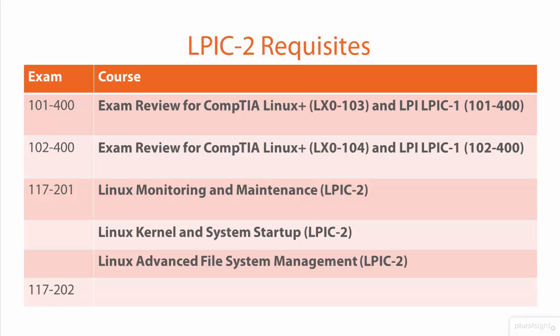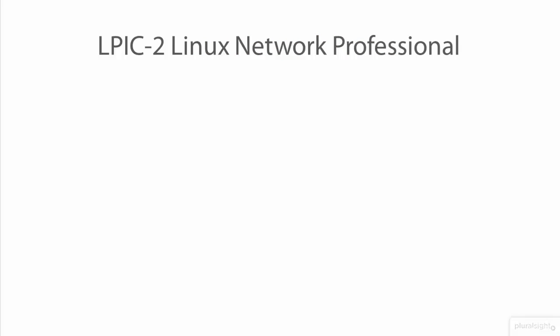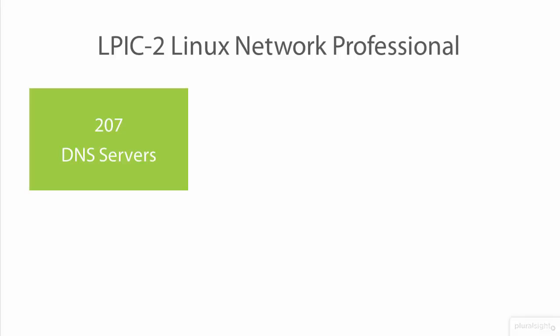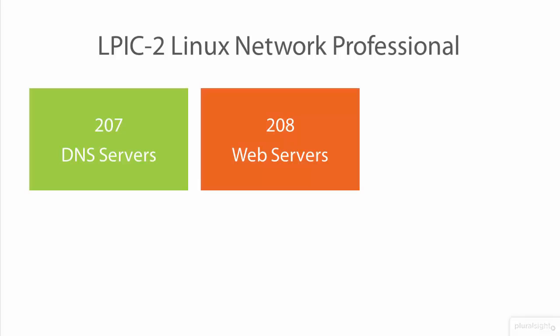We're now making a start on the second exam, 202, and we'll look in more detail at what we're going to cover within this exam. So the LPIC Level 2 is your Linux Network Professional certification. And for the second exam, we've got 6 objectives. So in this course, we're going to look at Objective 207, DNS servers.